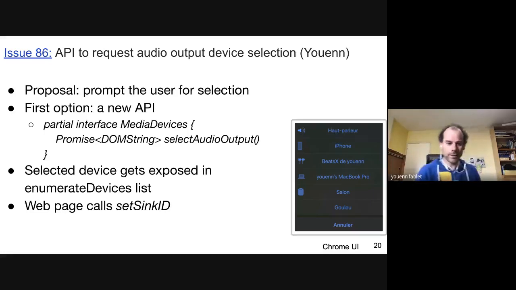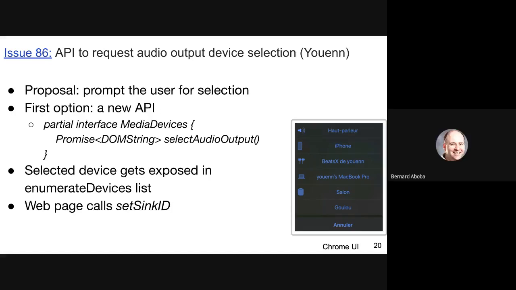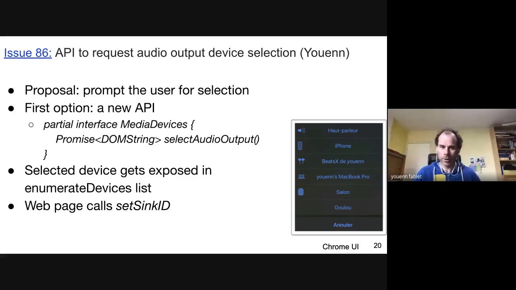So the proposal there is, instead of piggybacking on microphone and camera access, we should basically prompt the user for selection. On the right, you can see a prompt, which is actually a screenshot of what the phone app on iOS is allowing you to choose. It would be great if the browser could somehow implement that, allow the user to select which device, and then return the result as an ID. So I see two different options there.